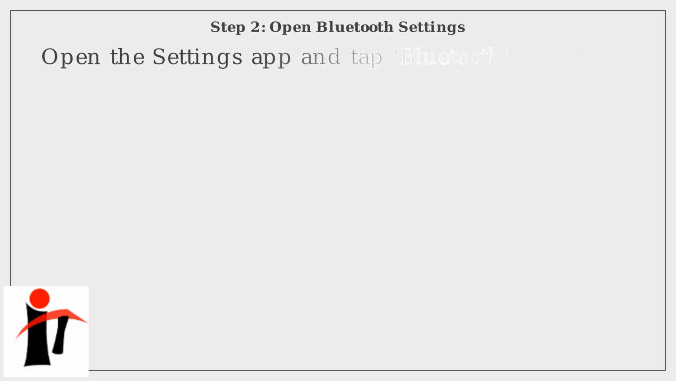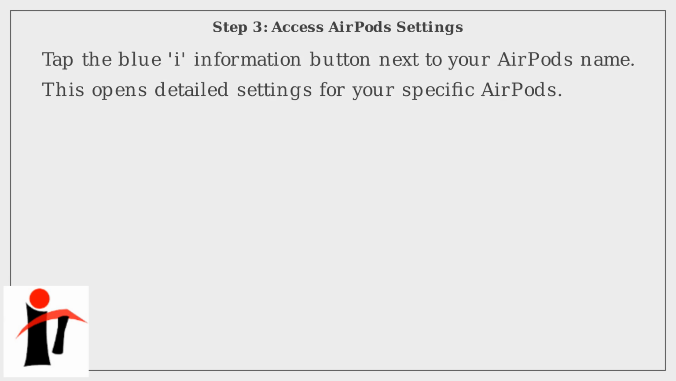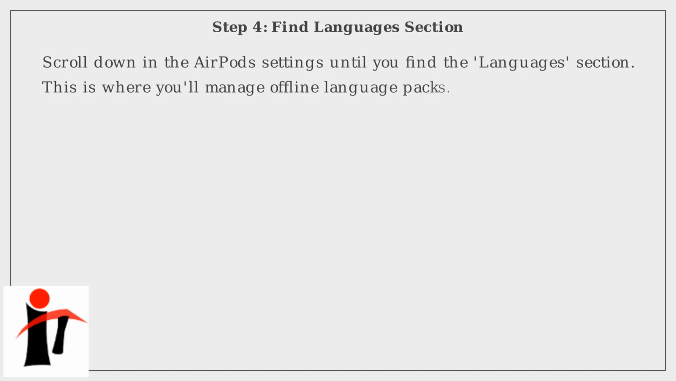Next, open the Settings app on your iPhone and navigate to the Bluetooth section. Here, you'll find a list of all your connected Bluetooth devices, including your AirPods. Once in Bluetooth settings, tap the blue Information I button located next to your AirPods name. This will open a detailed settings page specifically for your AirPods configuration. Scroll down through the AirPods settings page until you reach the Languages section. This dedicated area allows you to manage and download language packs for offline translation functionality.